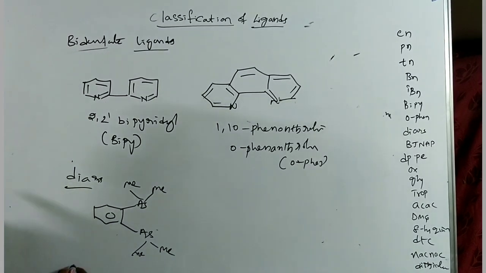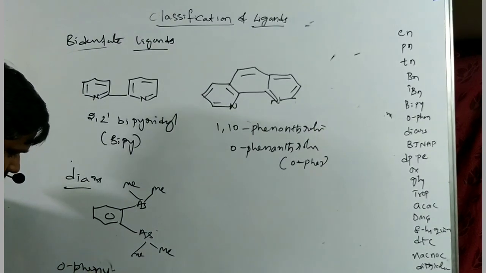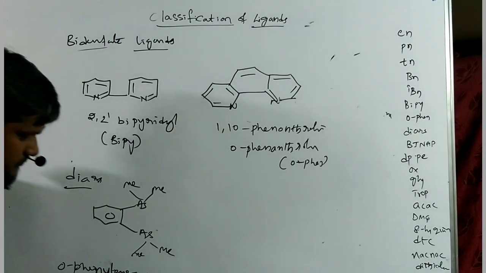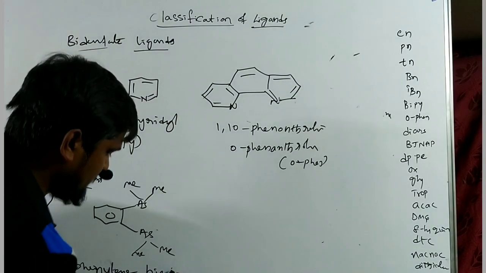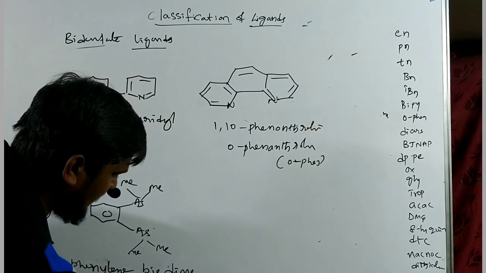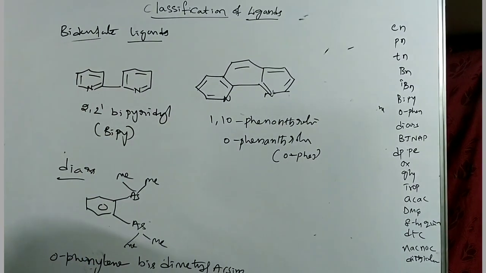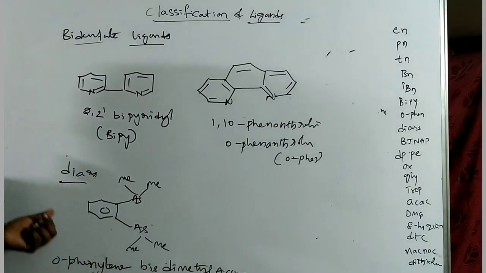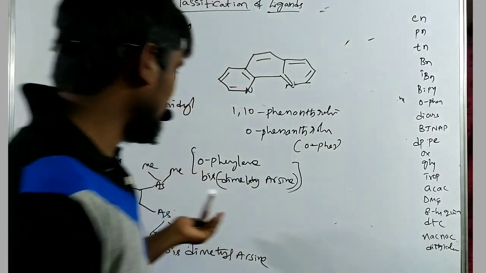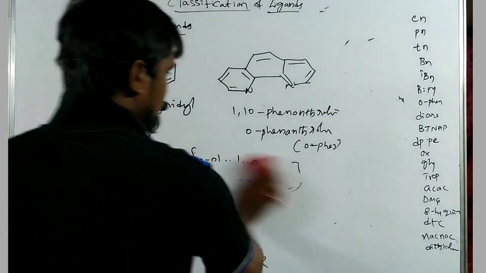So the name of diars is nothing but orthophenylene bis dimethyl arsine. Orthophenylene bis dimethyl arsine is nothing but diars. Diars was previously given in the CSIR exam. So this is the best example.